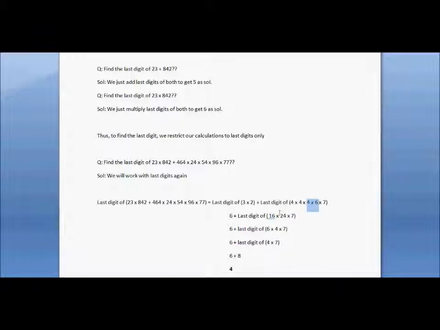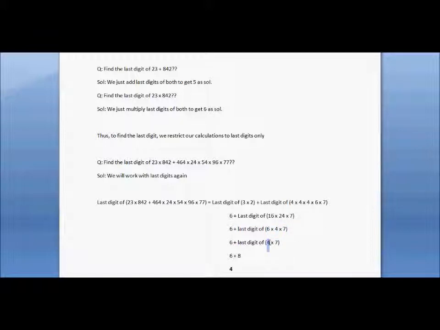4 into 6, we get 24. And 7, we just write as it is. So again, we would take the last digits here. So it would be 6 into 4, right? And again 7 as it is. So 6 into 4 becomes 24.